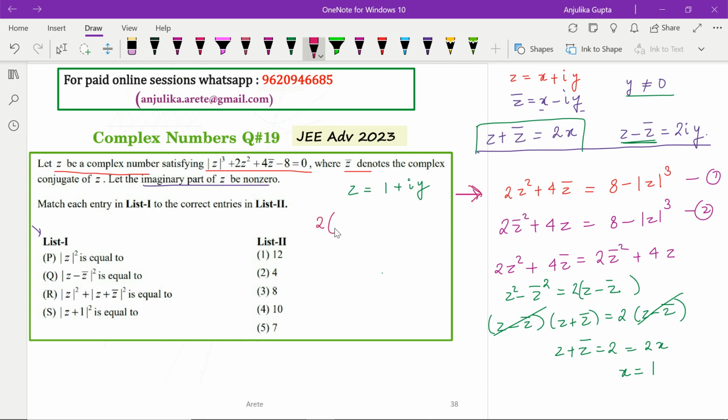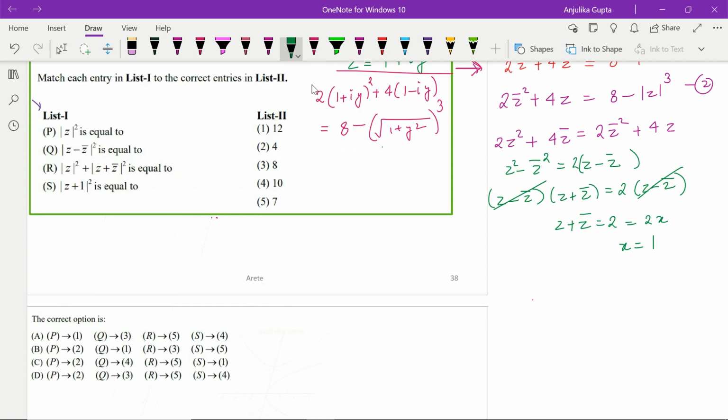So what do we get? We get 2z square, that means x plus iy whole square, plus 4 z bar, that would mean 1 minus iy, is equal to 8 minus modulus of z. Do you know what modulus of z is now? Yes, under root 1 plus y square, and we cubed it. Now let's simplify this. We get 2 times 1 minus y square plus 2iy, plus 4 minus 4iy, is equal to 8 minus, let's write this in power form, 1 plus y square to the power 3 over 2. So you see that some terms get cancelled, and you end up getting 6 minus 2y square equal to 8 minus this whole thing.